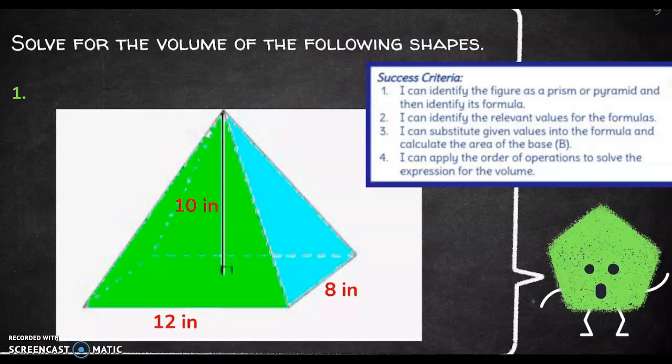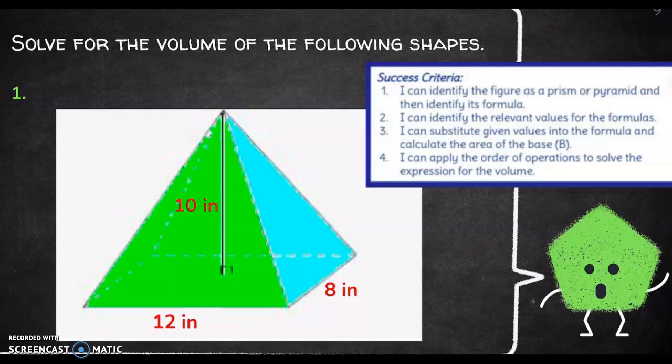Here's the first problem to our lesson. It states, solve for the volume of the following shape. Okay, so I am going to use my success criteria in order to solve through the problem. And as I work through it, I need you to be taking notes and writing on a piece of paper because I will be providing you with a few answers.